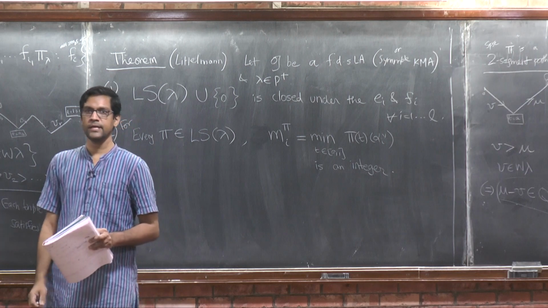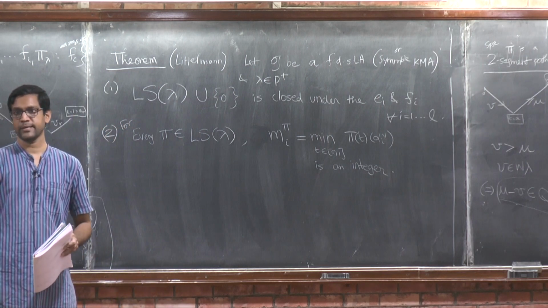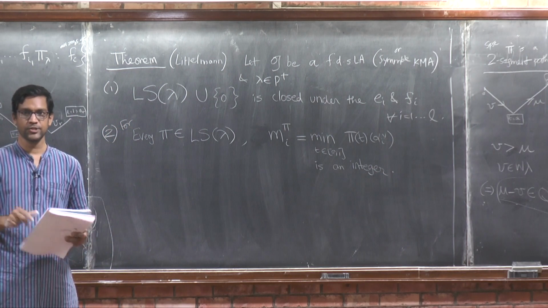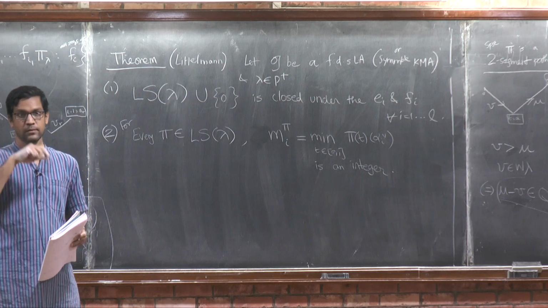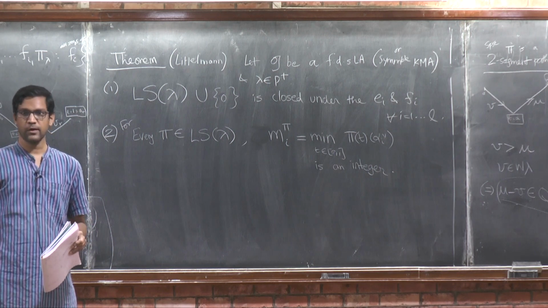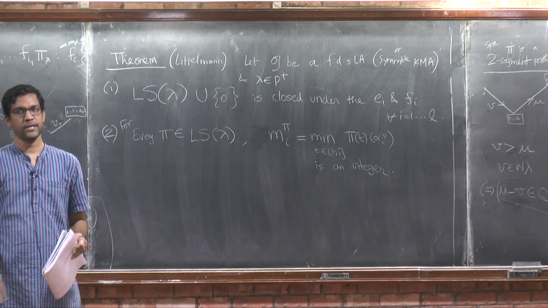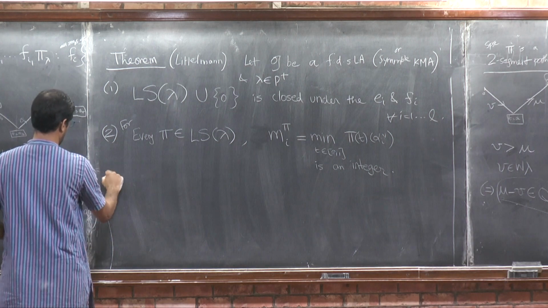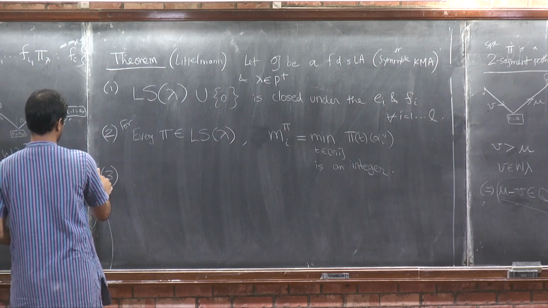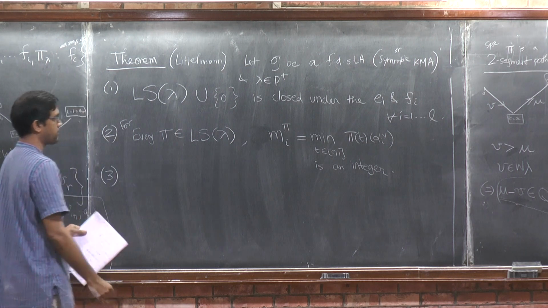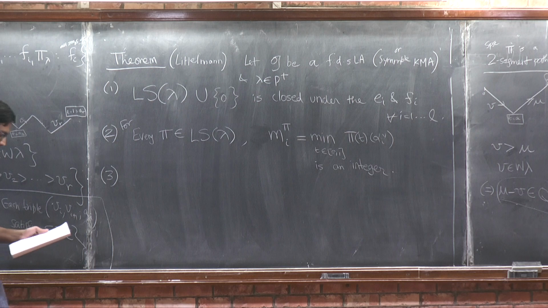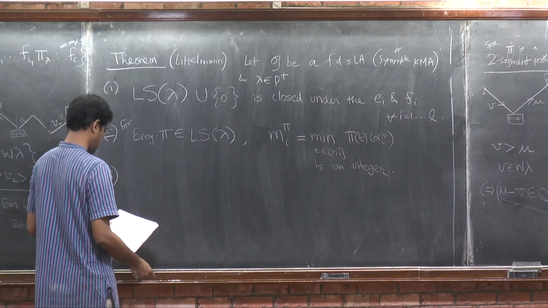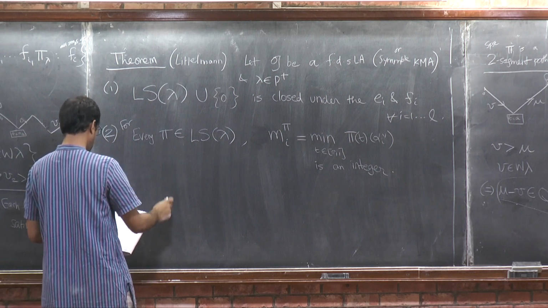If I take any Lakshmibai Seshadri path, it has this additional property that when you draw the function h_i for it, the minimum value is always an integer. Okay, the minimum is always attained at an integer. So this is also sometimes called the integrality property. So there are too many integrality properties in this business. So the minimum is an integer.